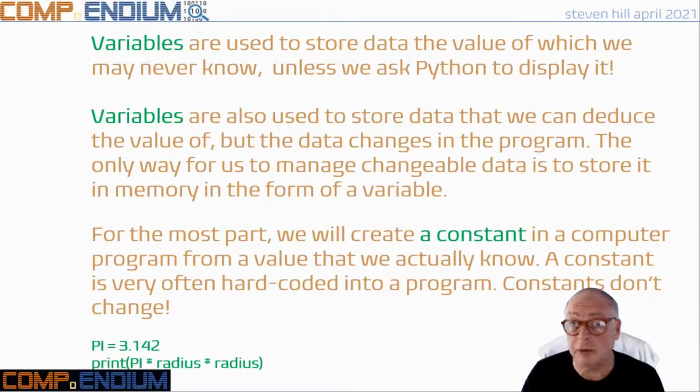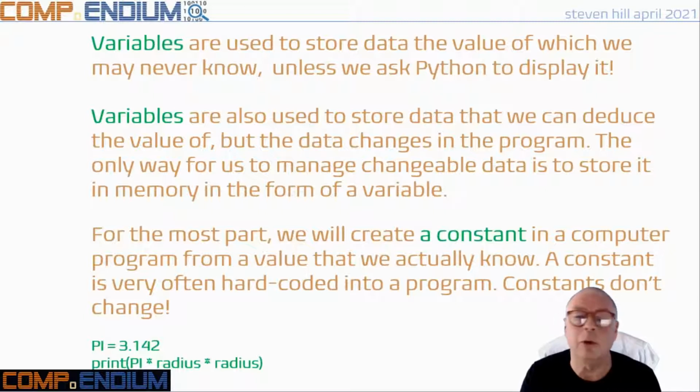What we don't know, of course, is the value of the radius. You can't tell that from the 2 lines of code. And in fact, the word radius you see on the screen is an example of a variable. So there you've got an example of a constant, which is pi, and you can see the value that's actually been written into the computer program.